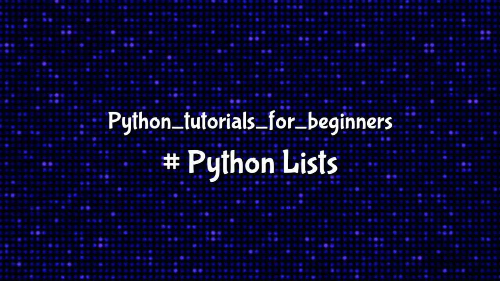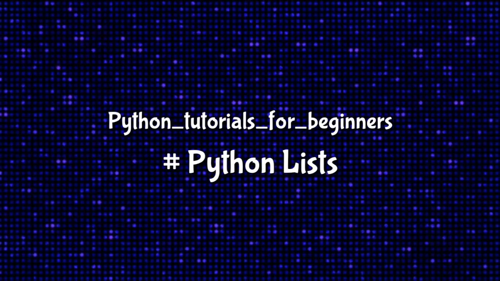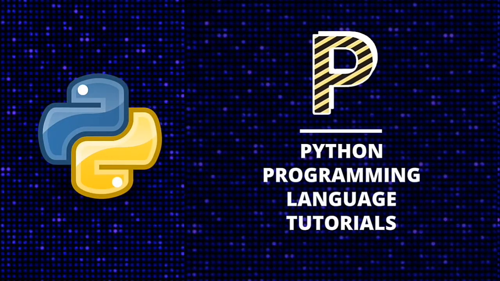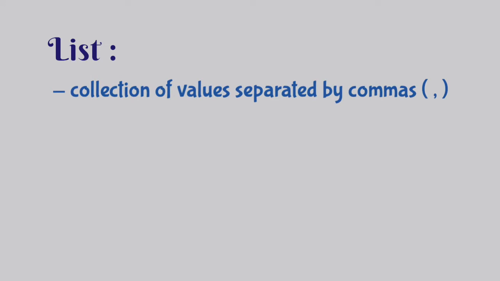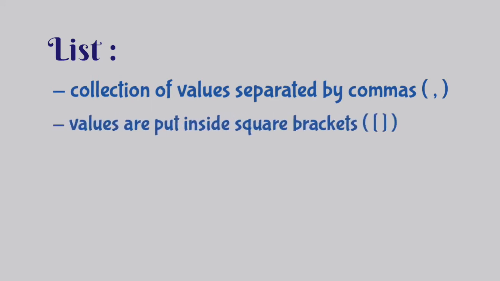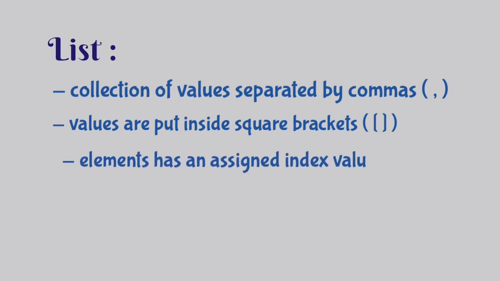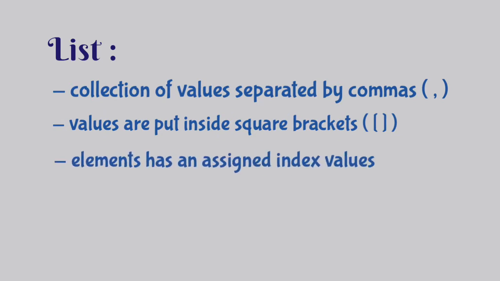Lists are an essential part and play a very vital role in the Python programming language. So here comes a video tutorial for basic knowledge about it. A list is a collection of values separated by commas. The values are put inside square brackets. Every element has an assigned index value starting from 0, and they are mutable.